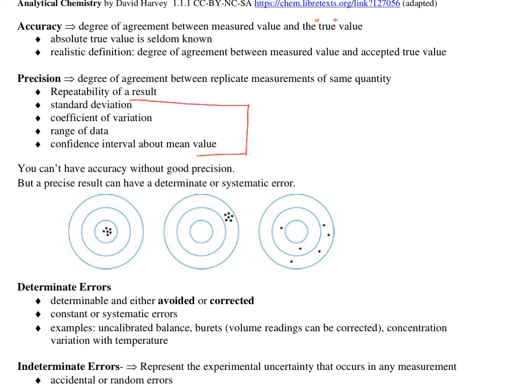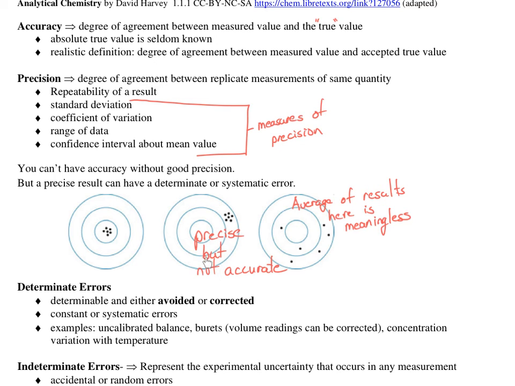And these items are all measures of precision. Analytical chemists would argue that you cannot have accuracy without good precision. If we look at this third target, the average of these results is essentially meaningless. We need to have precision in order to have accuracy. However, we can have precision without accuracy. In the second target, we see that the measurements are precise, but they're not accurate. This is obviously where we want to be, high precision and accuracy.